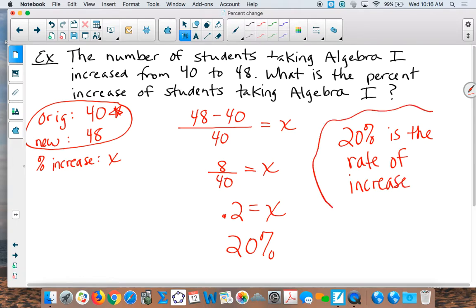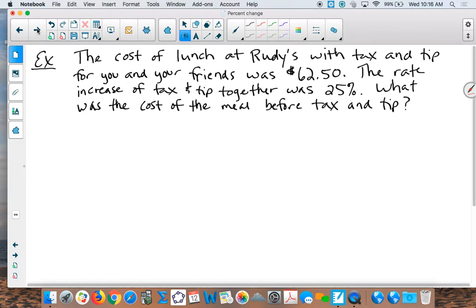Okay. And we're going to look at one more example where we either don't know the original or the new value. Okay. So now you're going to lunch with your friends at Rudy's. With tax and tip, your bill was $62.50. The rate for your tax and tip together was 25%. What was the cost of the meal before tax and tip? So now we don't know what our original value is.